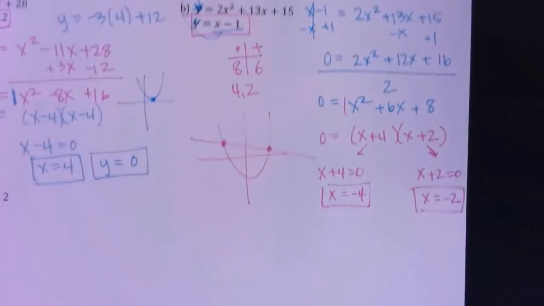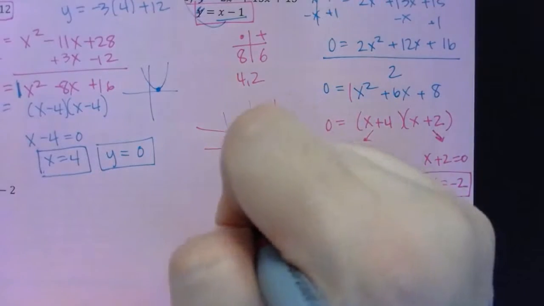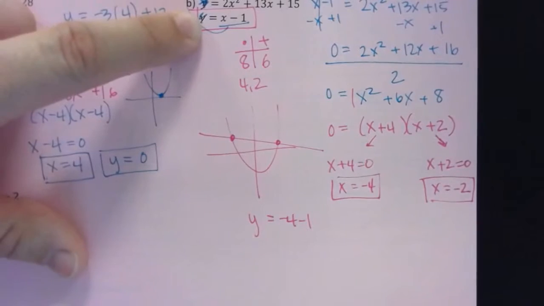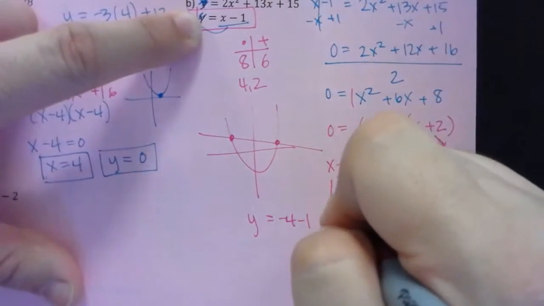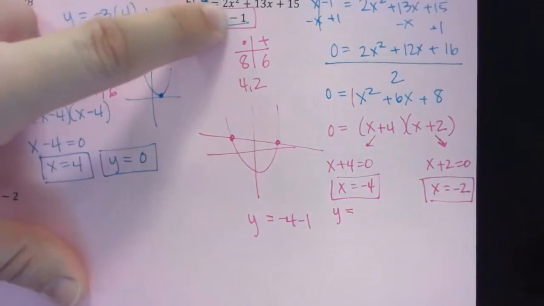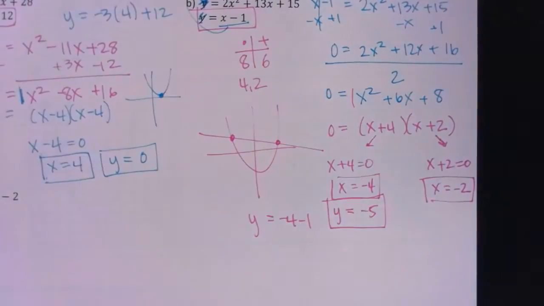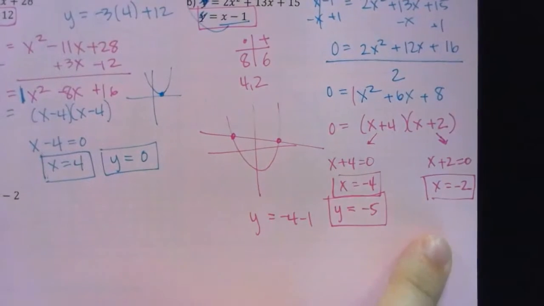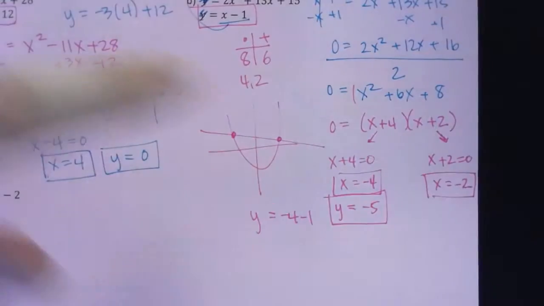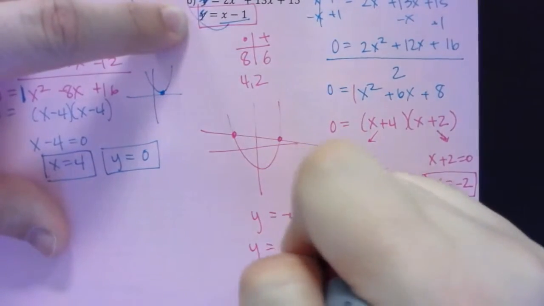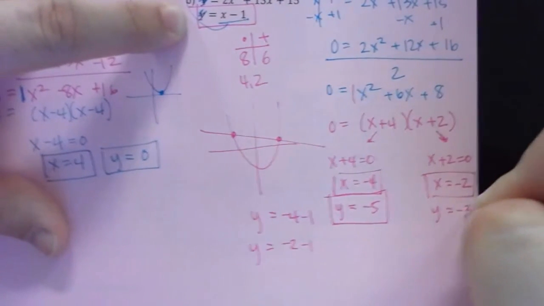We're going to use this equation right here because it's easier to solve for that. If x is negative 4, y equals negative 4 minus 1. I'm plugging it in right here. What would y be? Negative 4 minus 1 would be negative 5. If x is negative 4, y is negative 5. Let's do the same thing if x is negative 2. If x is negative 2, plug it in, what do we get? Y equals negative 2 minus 1, y equals negative 3.